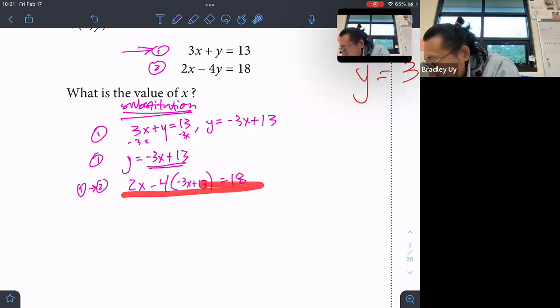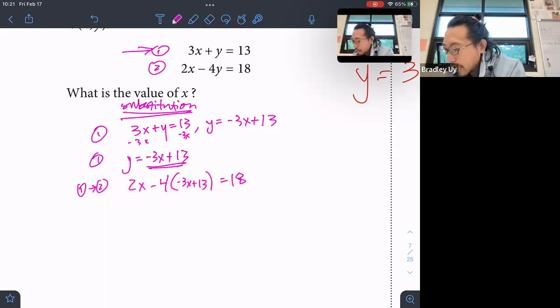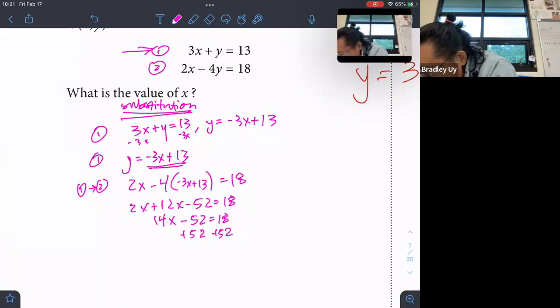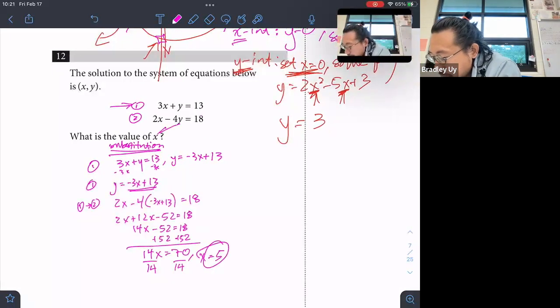Why would we do that? Notice, guys, there are only x variables in this problem, so we can solve for that. This is 2x plus 12x minus 52 equals 18. You want to consolidate before you start moving. 14x minus 52 equals 18. We can add 52 to both sides, and we get 14x equals 70. And you divide both sides by 14, and you will get x is equal to 5, which is all they're seeking. They just want the value of x.